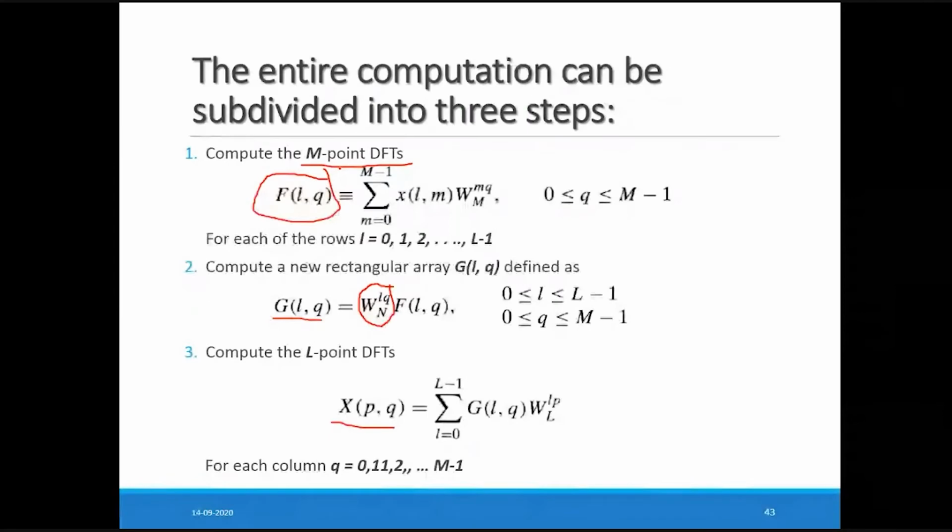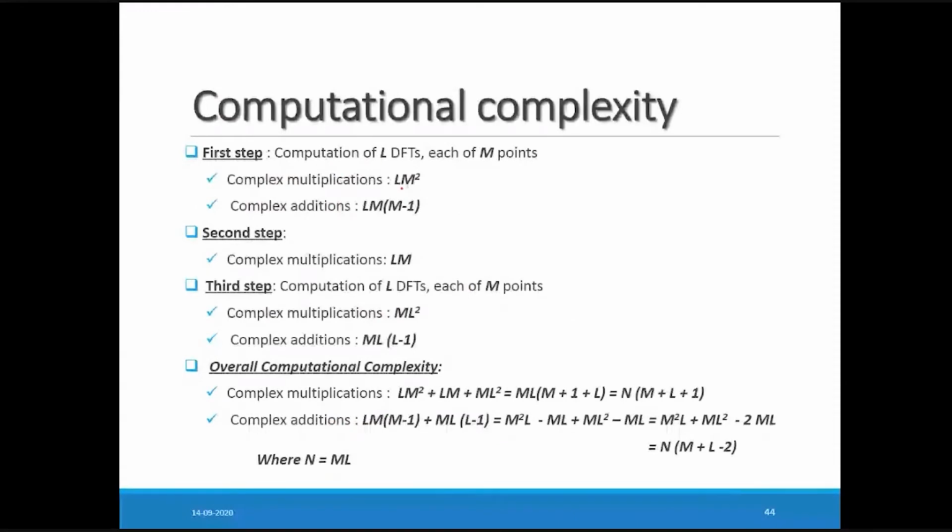The general equation for DFT is n square multiplications and n into n minus 1 additions. So for multiplication, the equation is n square, and for addition, n into n minus 1. Now here we are doing m-point DFT. So for m-point DFT, our equation is m square number of multiplications we require, and m into m minus 1 additions we require. So you can see this part only, m square and m into m minus 1. This is for the m-point DFT.